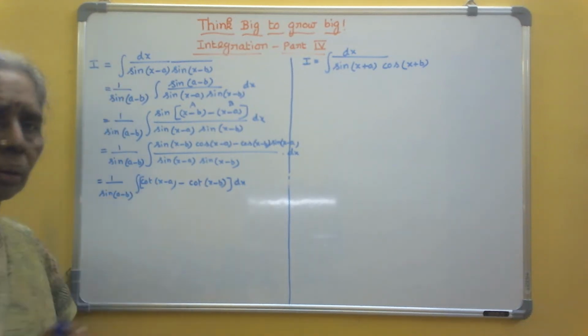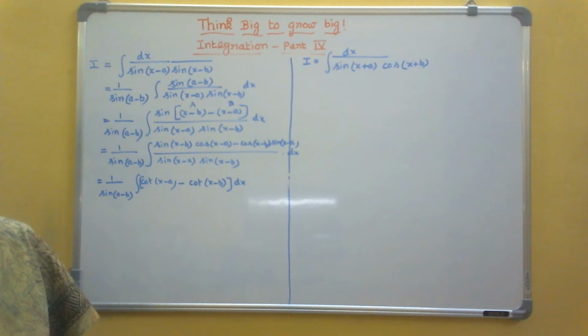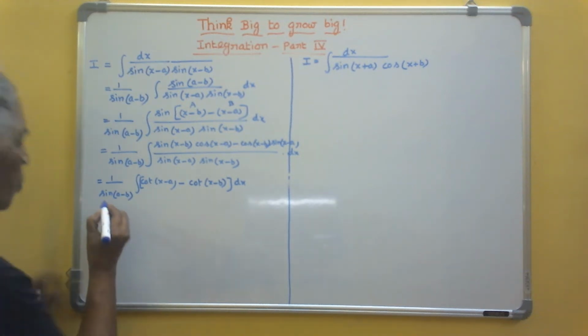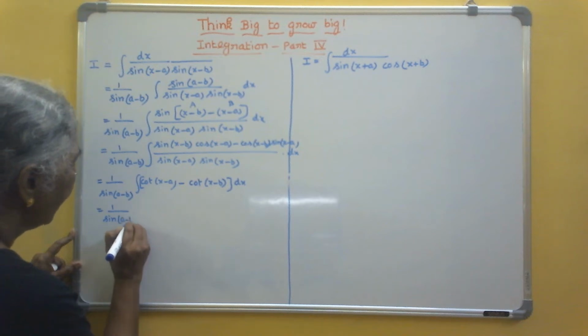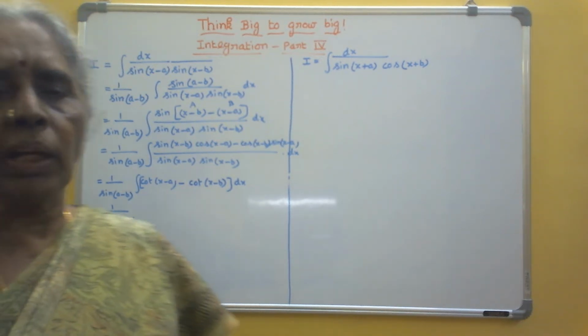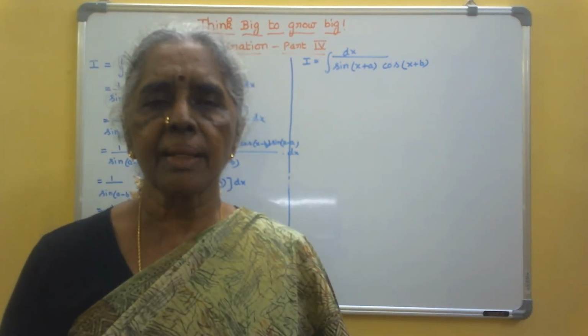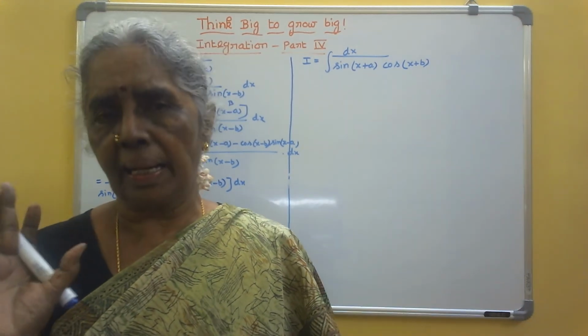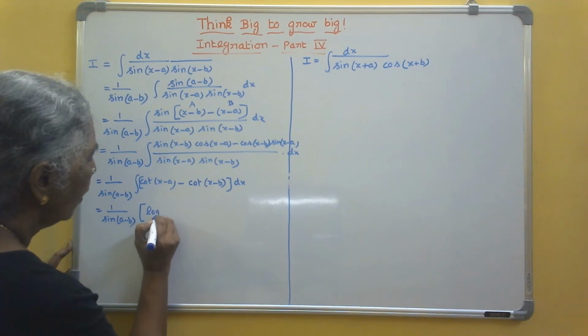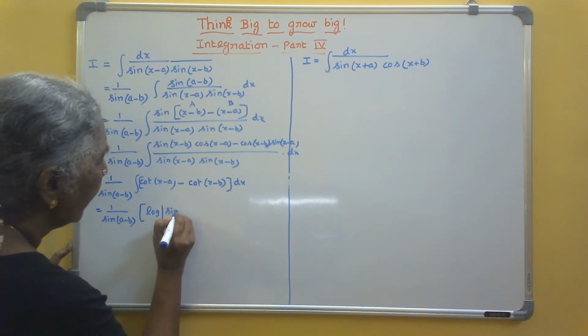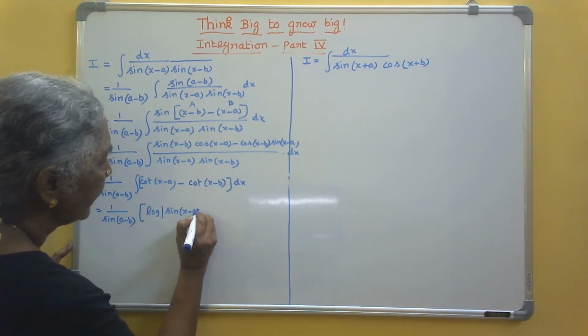Now both the terms are easily integrable, straight formula. So now we can write 1 by sine of a minus b. What is the formula for integral cot x dx? It is log mod sine x. So for the first one you will get log mod sine of x minus a.